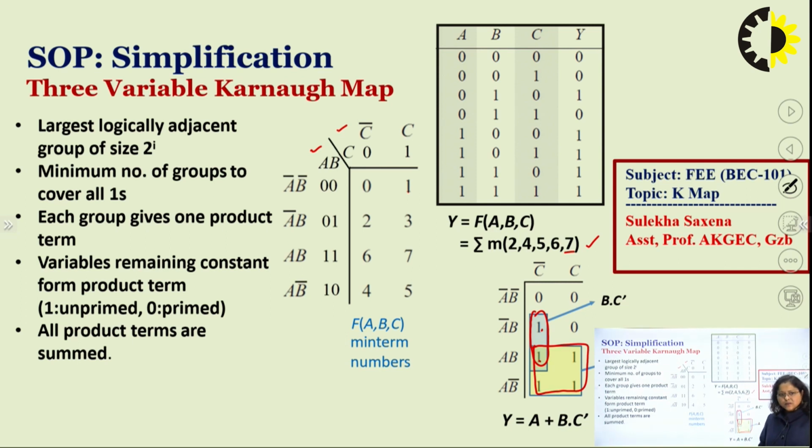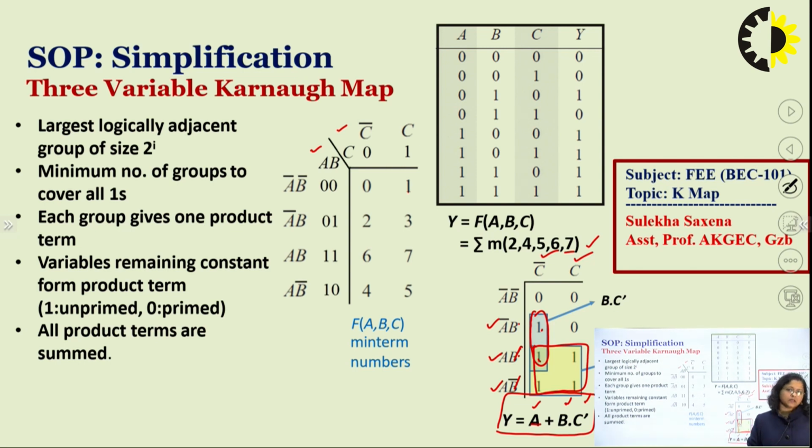Again we search for the equation in the same way. For this quad we take 2 variables from the left side. B and B bar is there, so this will be cancelled out. A and A, so A will be written here as it is. From the top side C and C bar, so C will be cancelled out, so only A will be there. Now this pair, from left side A and A bar will be cancelled out, B written here, then from top side C bar, so the final expression is A plus BC bar.